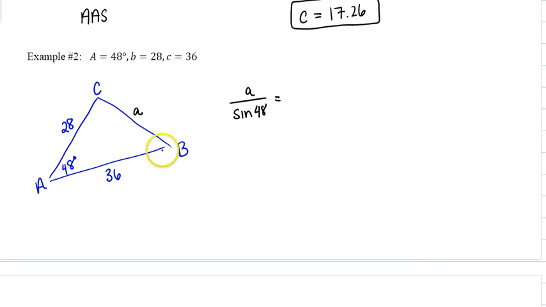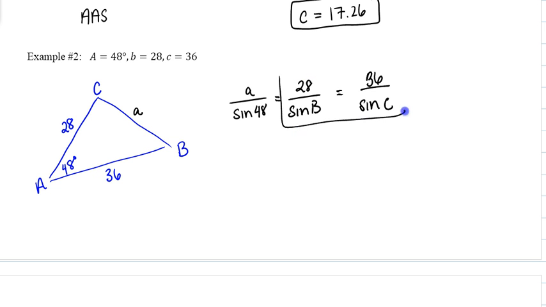And then maybe B, which is 28 over sine B, but I don't have angle B. So in this particular equation, I have two variables. And it'll also happen if I try to do C, which is 36 over sine C, right? If I chose these two to solve, I still have two variables. So law of sines doesn't work.